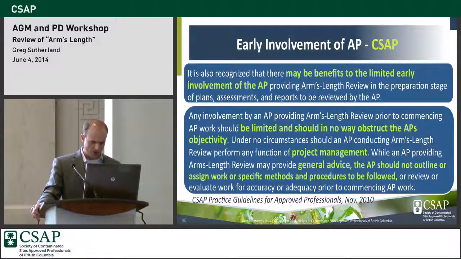So there's some additional wording here where the AP should not outline or assign work or specific methods and procedures to be followed. So there's some additional information to help you interpret what is meant by general advice. So not directed, don't outline or assign work. And so really the overall objective here is to not obstruct the arm's length AP's objectivity. And that's really what you need to keep in mind. Whenever you're considering your extent of involvement, the underlying guidance there is to not let your involvement obstruct your objectivity.